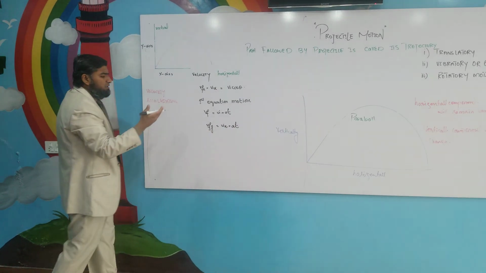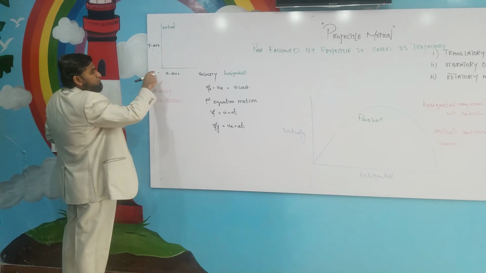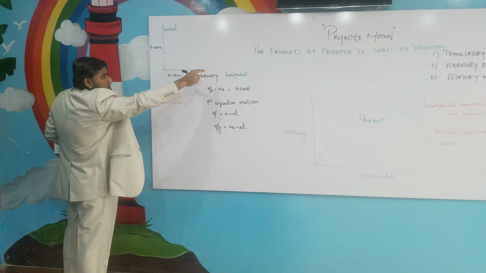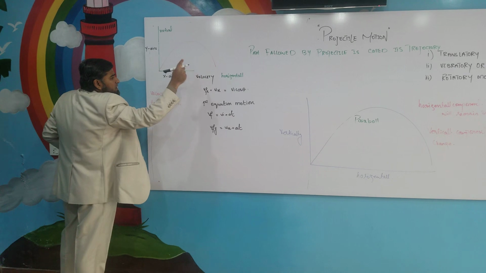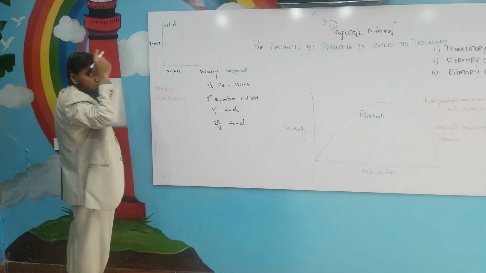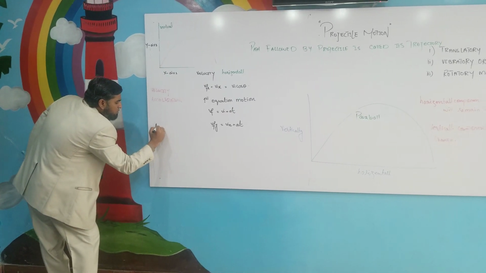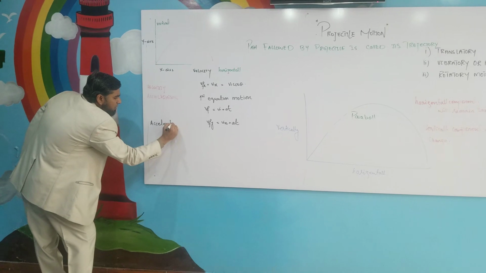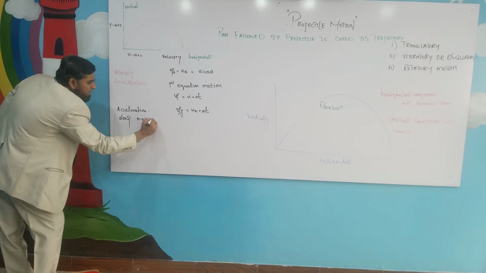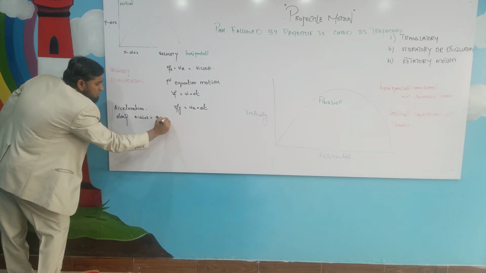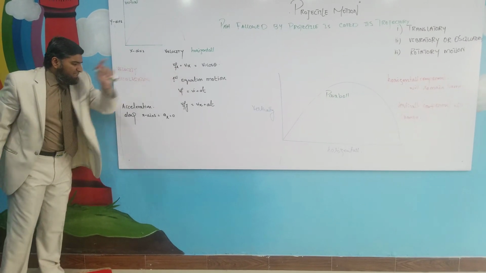Now what is your acceleration? If a projectile is moving in this type of direction, your horizontal component will be the same. If there is no change in velocity, then there will be no acceleration. So according to your topic, acceleration along the x-axis will be: ax is equal to 0, because your Vfx is equal to Vix.